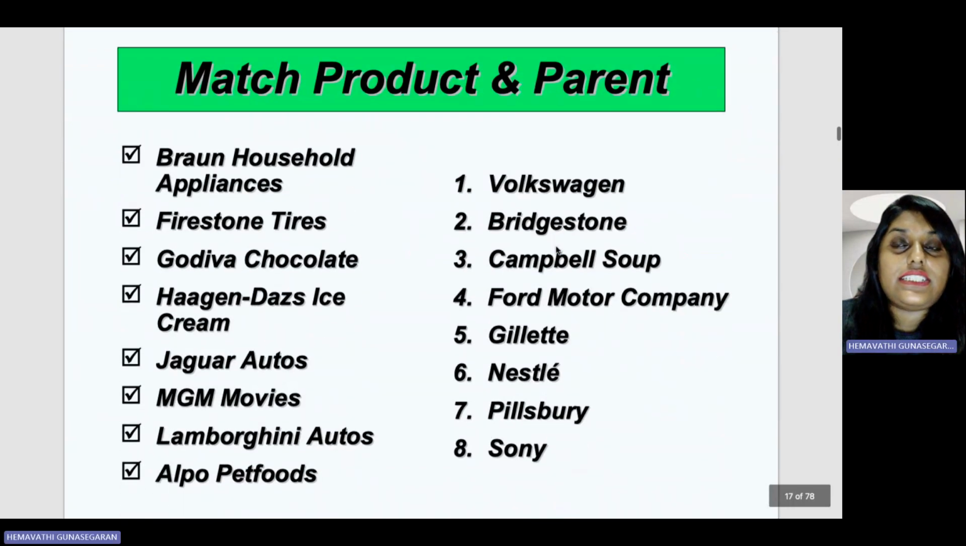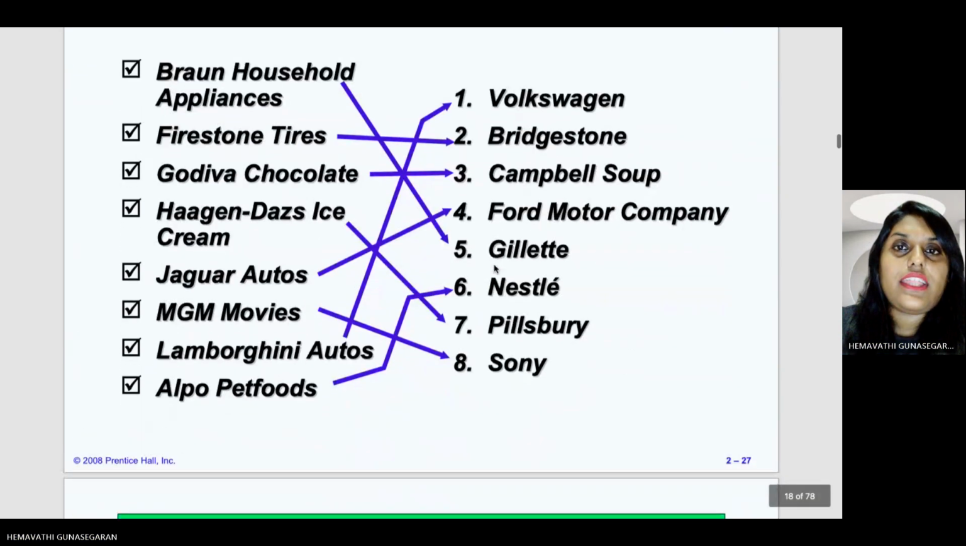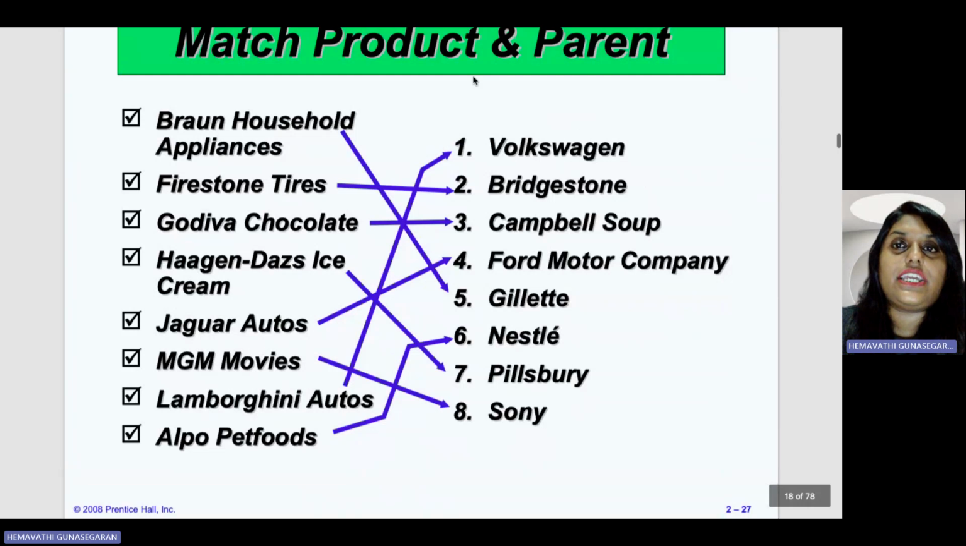Okay. Now, this is an activity, right? This activity would be much more suited when we do this as an online live class. But since this is a recording, this is a match product and parent activity. We have the products and then we have the parent company. This is an activity for you to match and find out which company owns which product, right? So the match of product and parent company is as such, right?